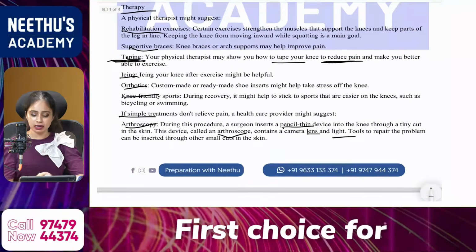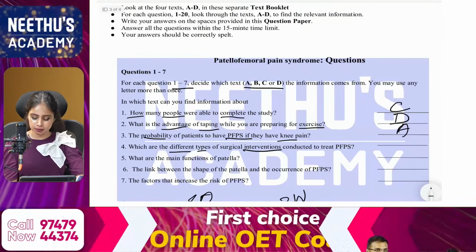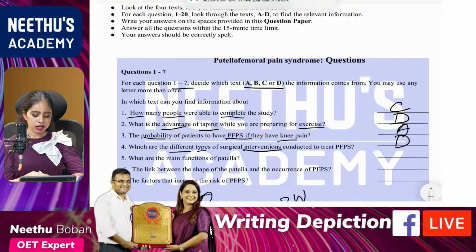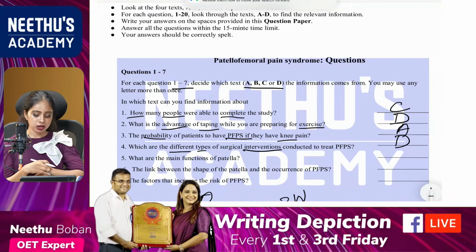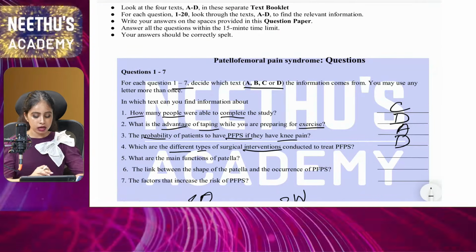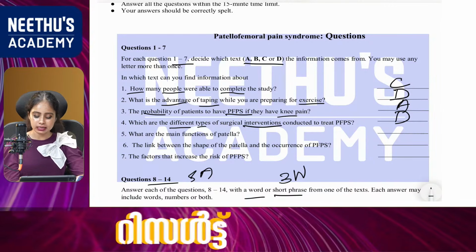The different types of treatments are mentioned there, which is from text D. Clear? Okay, Marin, it is from text D. Okay, Reba, text D, Tenzin. Then fifth one. What are the main functions of patella?